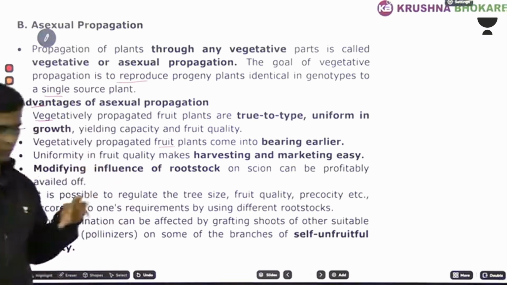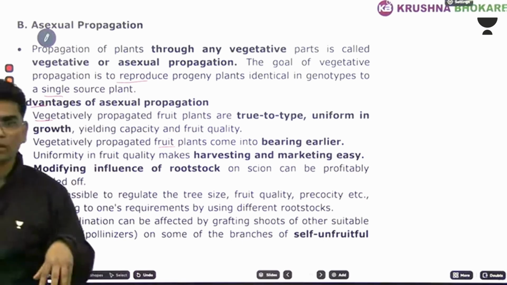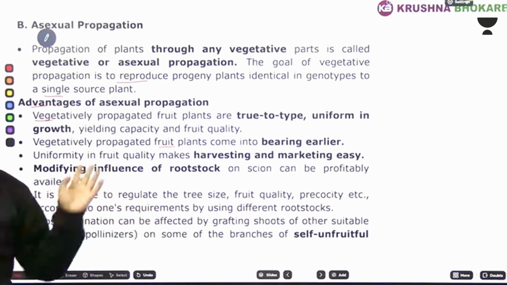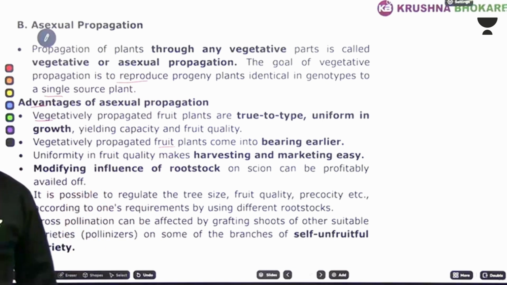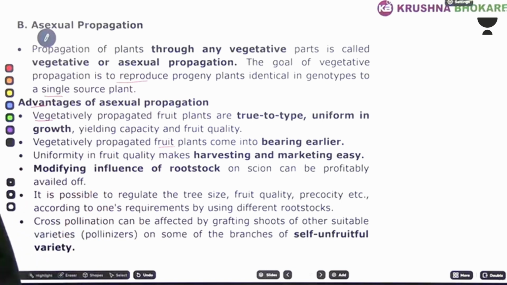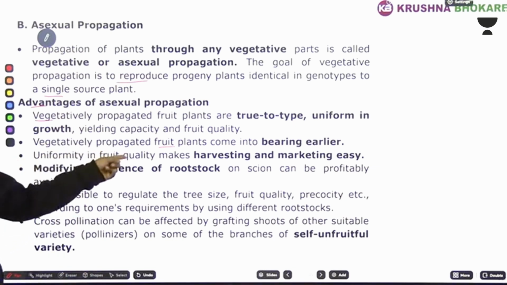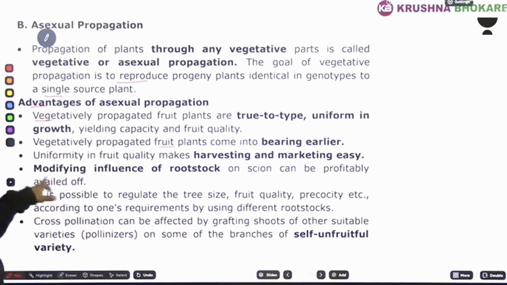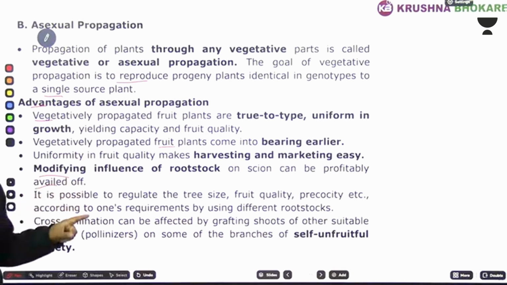But in case of your local mango orchard, what will happen? This plant will give mango today, that will give after 7 days, this will give in between, one will give regularly two mangoes. Is it possible to market such a condition? No. But with vegetatively propagated forest plants, mango plants, it is very easy to harvest and market at a time. ठीक है. Modifying influence of the rootstock on the scion can be profitably availed of.